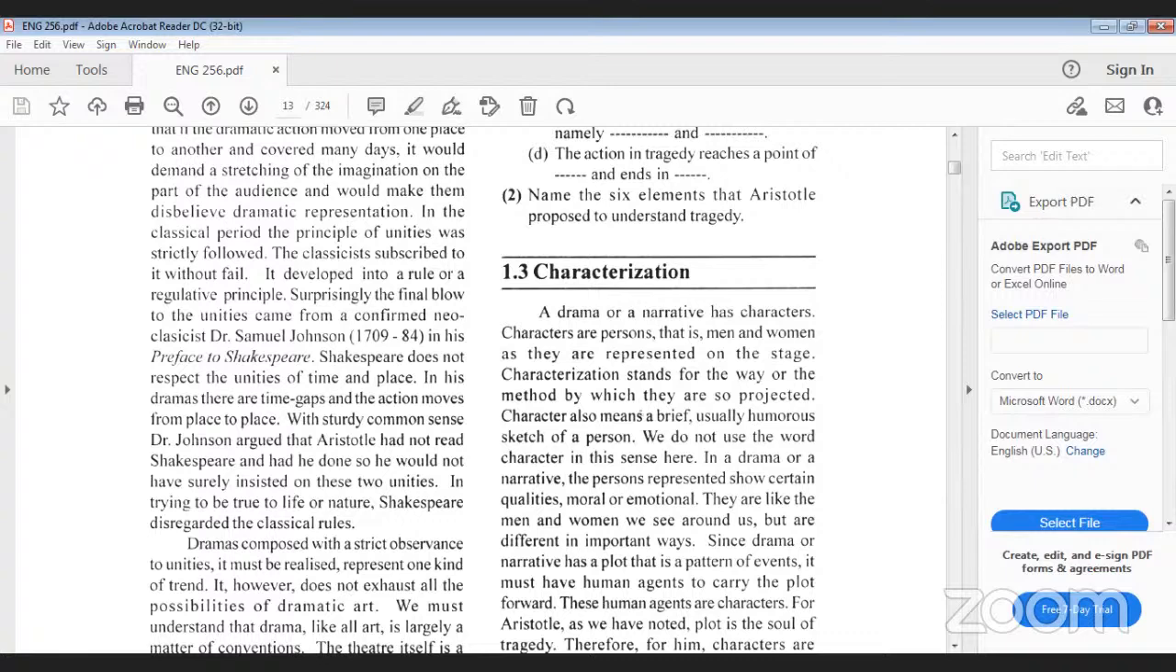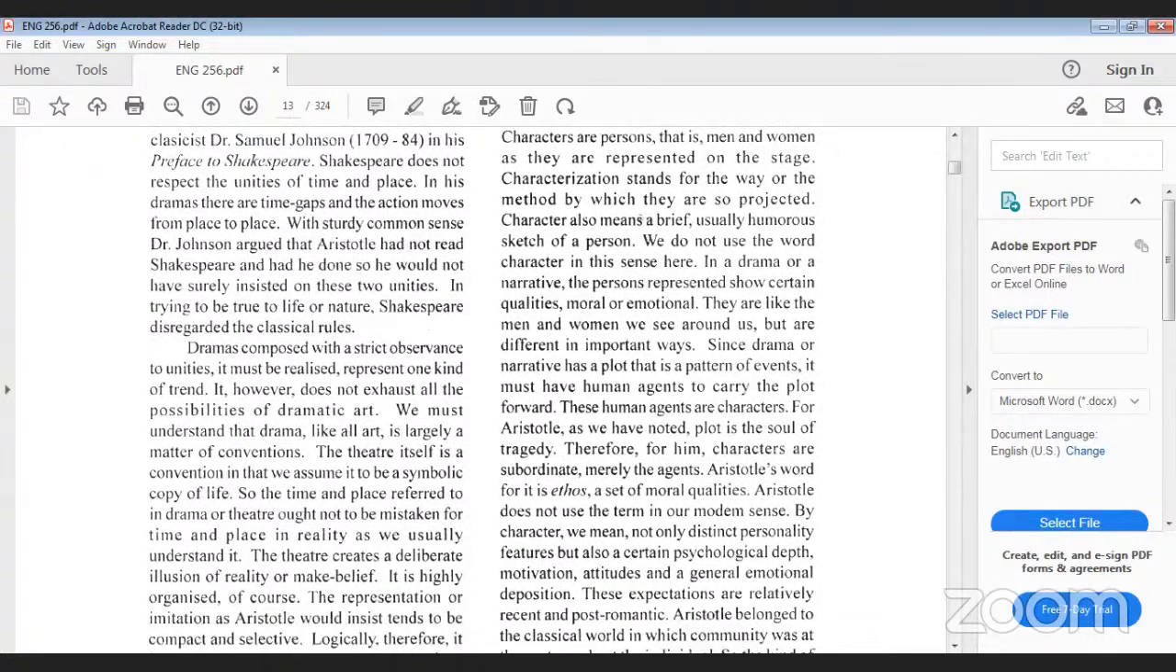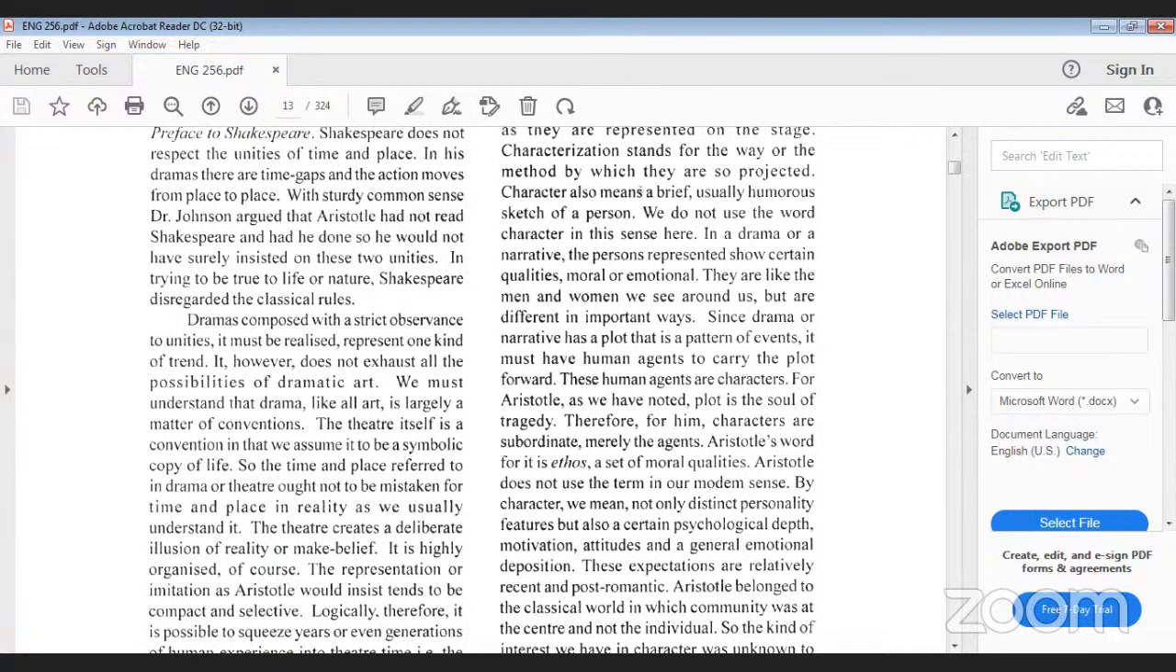Dramas composed with a strict observance to unities must be realized to represent one kind of trend. It, however, does not exhaust all the possibilities of dramatic art. We must understand that drama, like all lokanatya, all art is largely a matter of convention. The theater itself is a convention that we assume it to be a symbolic copy of life. So the time and place referred to in drama or theater ought not to be mistaken for time and place in reality.